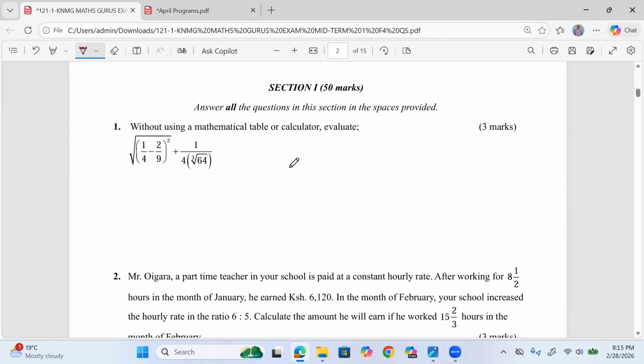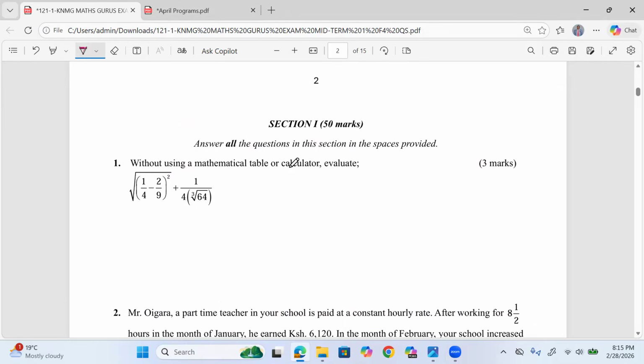Number 1 in Section 1, without using a mathematical table or calculator, evaluate the square root of a quarter minus 2 out of 9 raised to power 2, then plus 1 out of 4 the cube root of 64. So let us attempt this one together without using calculators, without using the 4-figure tables.